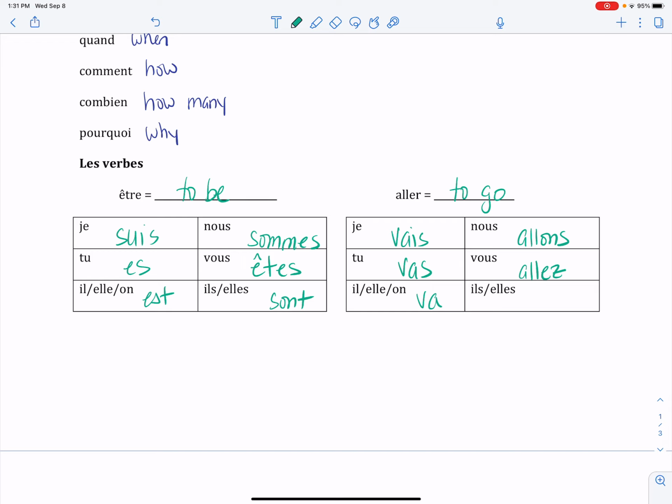Vous allez, you all go. Ils vont, they go. So pause as needed to fill in those conjugations.